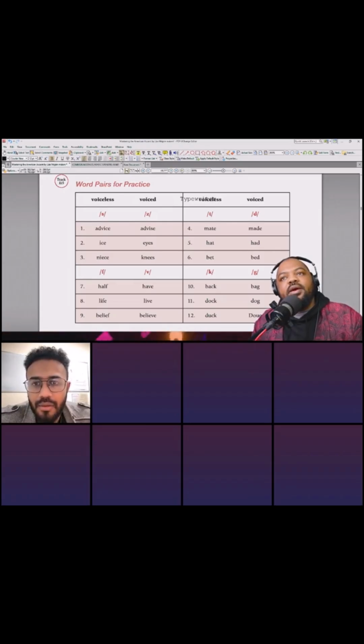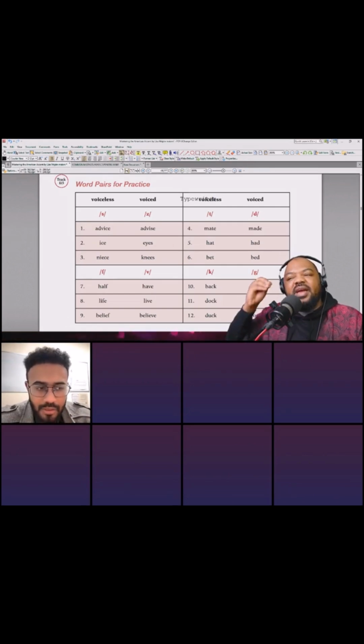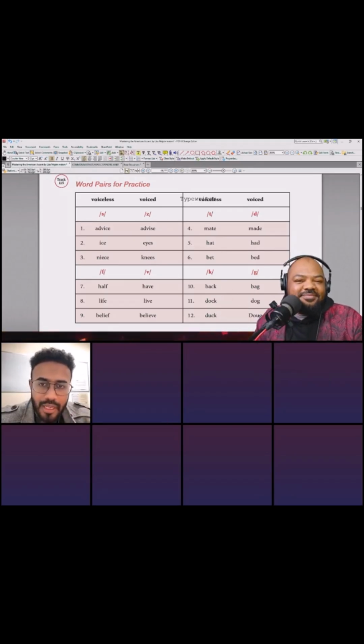We have a difference when it comes to advice and advise, in that the advise part is an action. It's a verb. So if I say advise, remember advisor. The advisor is the one who advises, so advise means to give advice. The noun of it is advice.